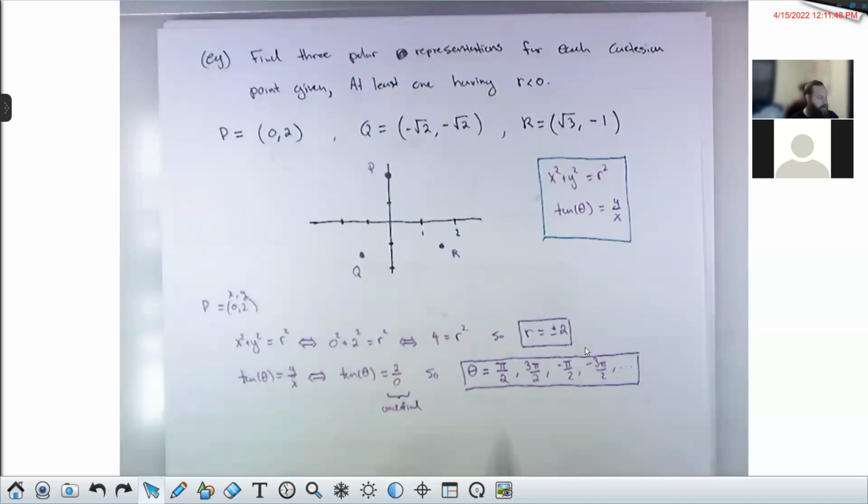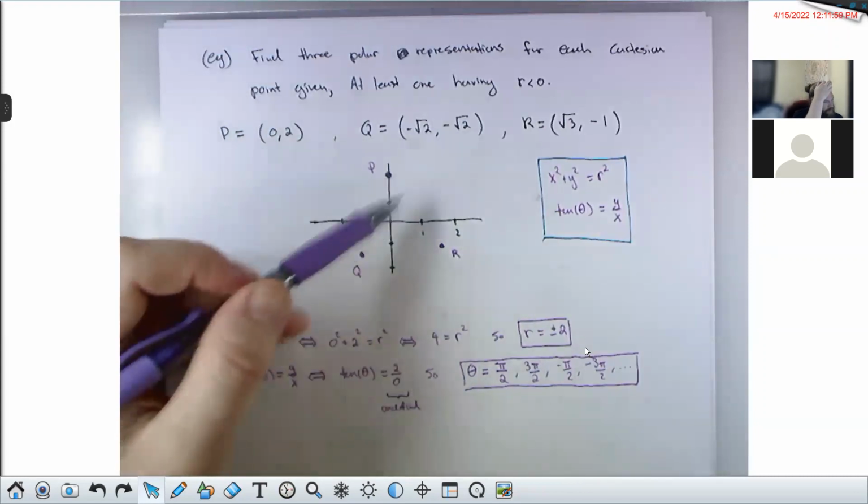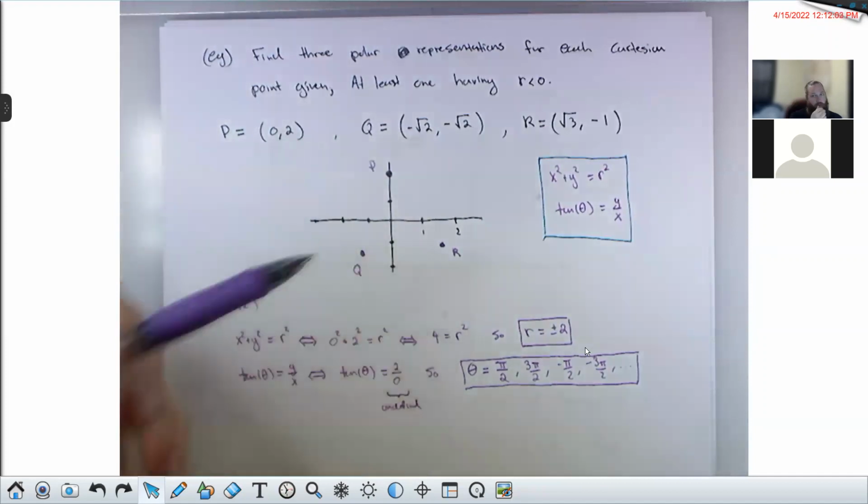But you can't just take anything from this list and anything from this list. You have to pair them up appropriately, right? Like P is not the same as 2, 3 pi over 2. If I walk out 2 and go around 3 pi over 2, I'm going to land down here, which is not where I want to be.